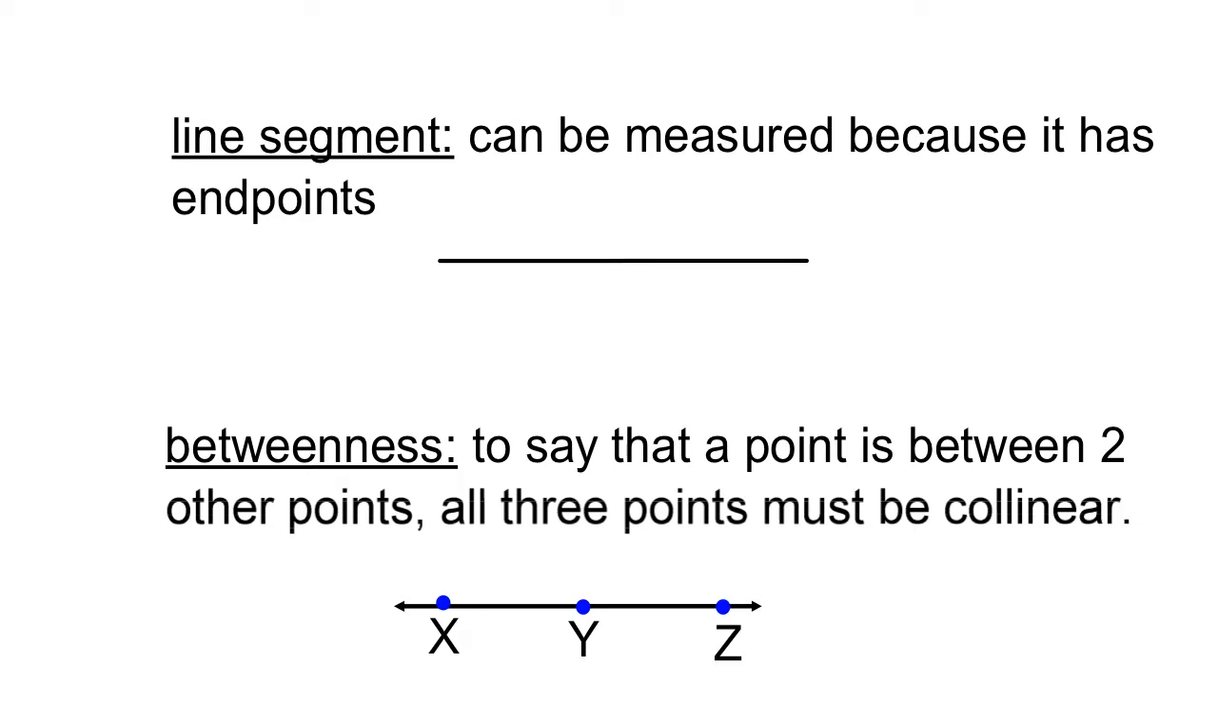Hello students, welcome to section 1.2, linear measure. A line segment can be measured because it has endpoints. So what does this mean? There is an endpoint on the left and one on your right.